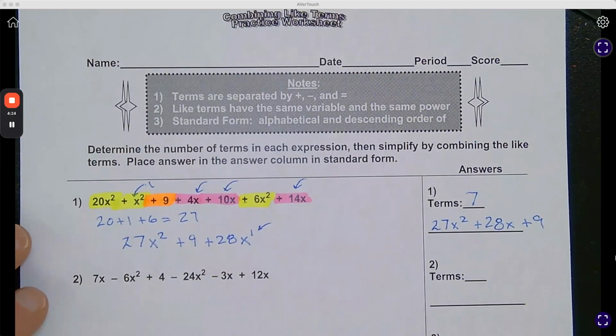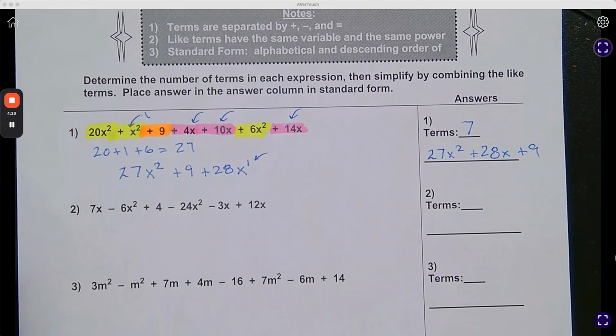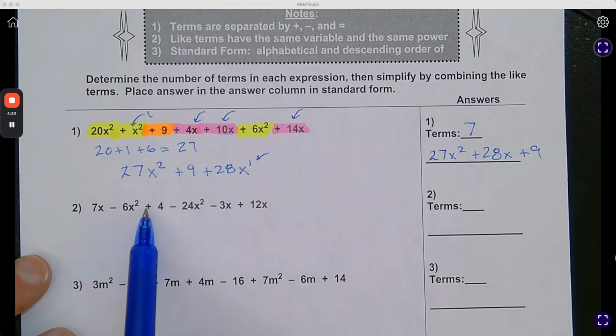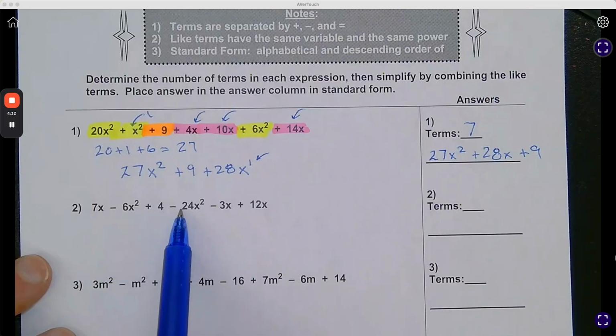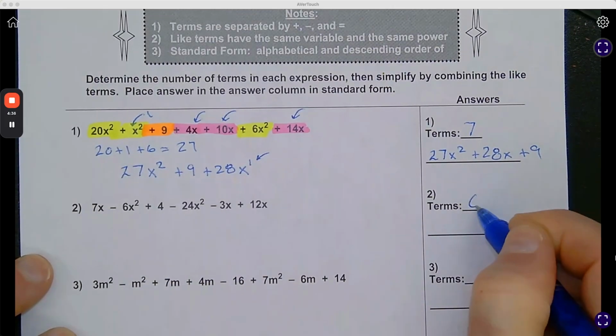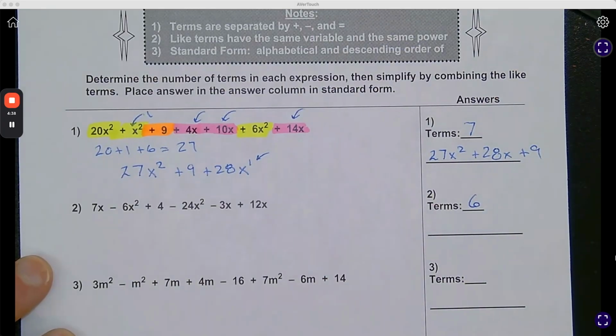Let's do it again. Okay, so again, I'm going to count my terms. 1, subtraction 2, addition 3, subtraction 4, subtraction 5, addition 6. So there's a total of 6 terms. All right, let's go ahead and categorize our terms.